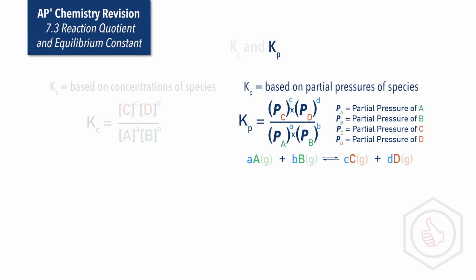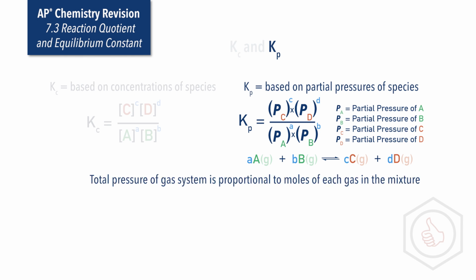The total pressure of a gaseous system at equilibrium is directly related to the number of moles of each gas in the mixture. How much pressure one type of gas contributes to the total pressure of a gaseous system is called its partial pressure. All partial pressures of gases in a system add up to give the total pressure of the system.